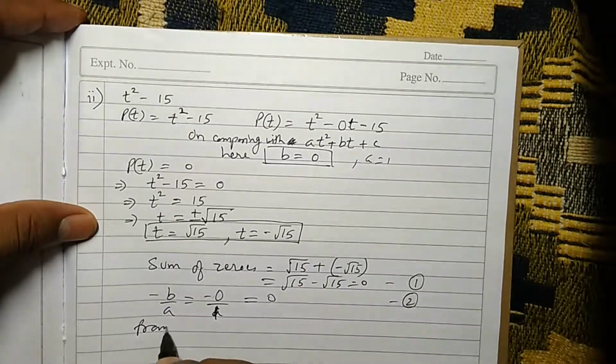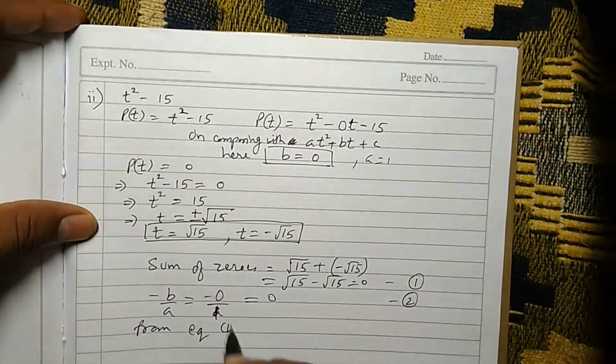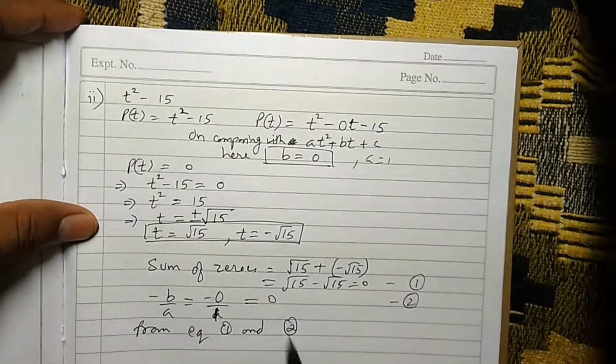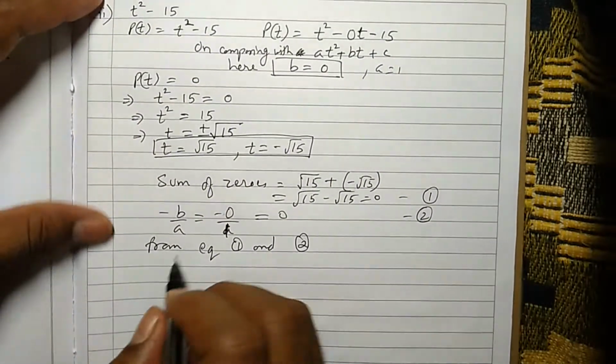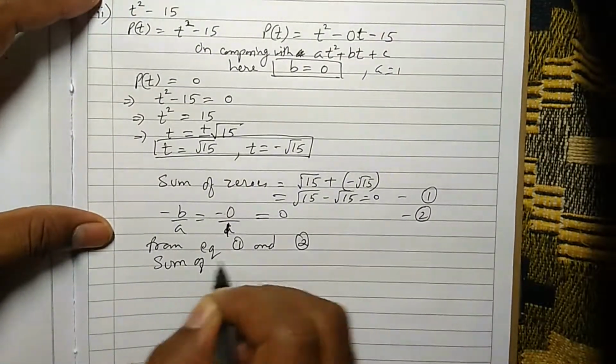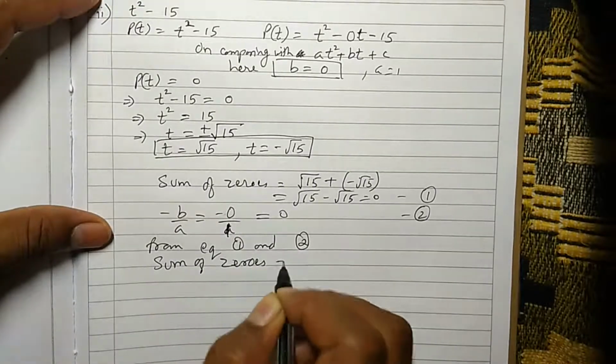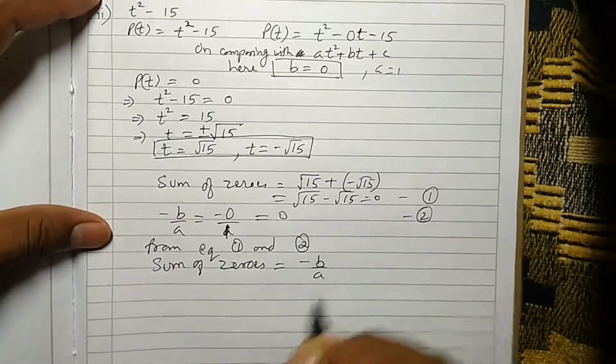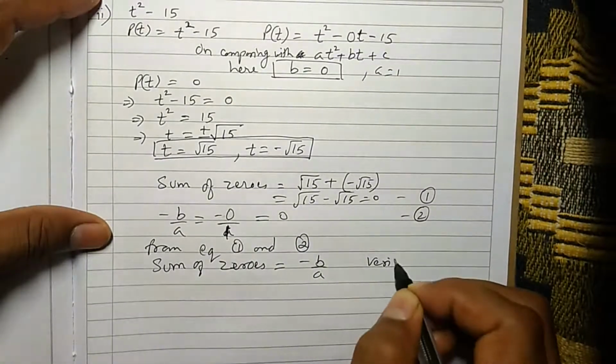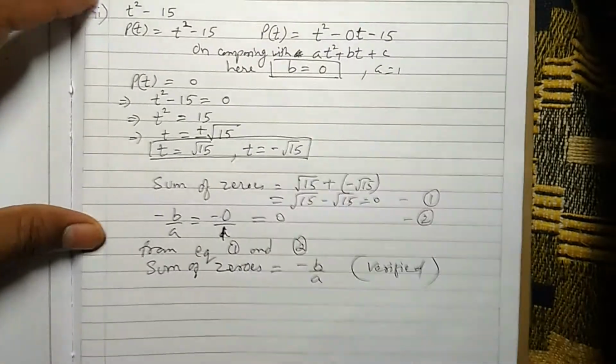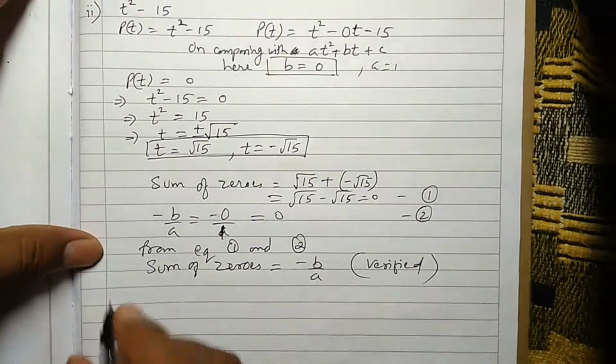From equation 1 and 2, you can say that sum of zeros equal to minus b upon a. So the first option is verified.